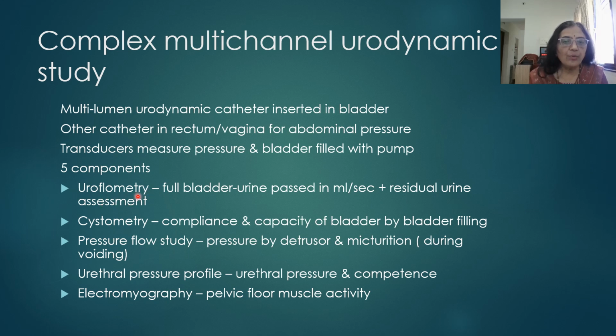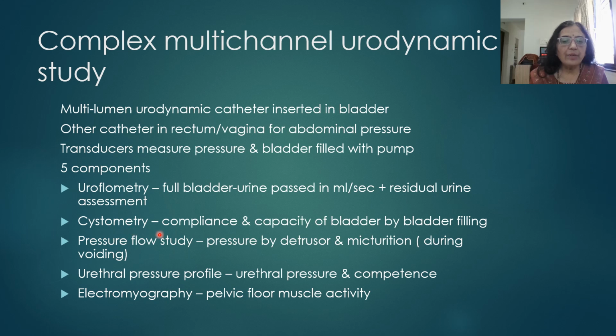First is uroflowmetry. That means at what rate the patient is passing urine, whether there is a voiding abnormality or difficulty. So you take the patient for the study with a full bladder, ask the patient to pass urine and measure the passage of urine in ml per second. At the end of voiding, you also check for residual urine by doing catheterization.